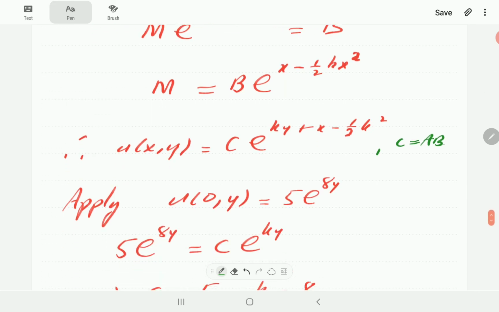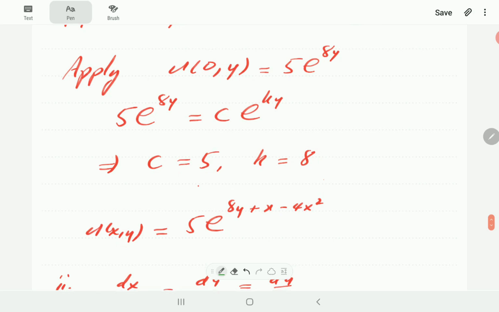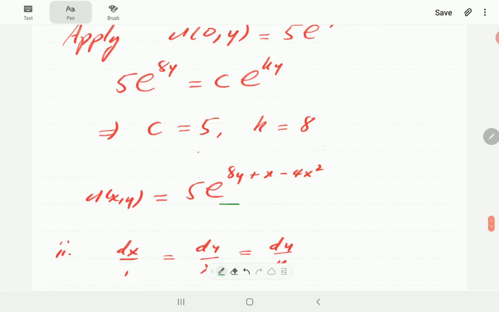Now we can apply the Cauchy data. So when x is 0, u is 5e to the 8y. So we plug in 5e to the 8y here, and we plug in x is 0 on this side. That tells us that k is 8 and c is 5. So that is our final solution there.